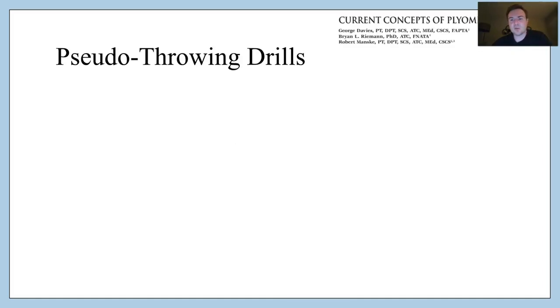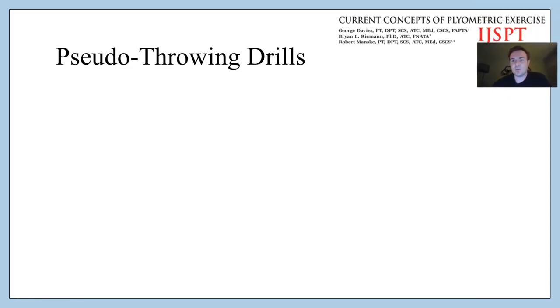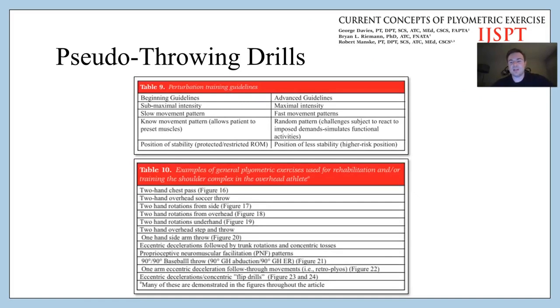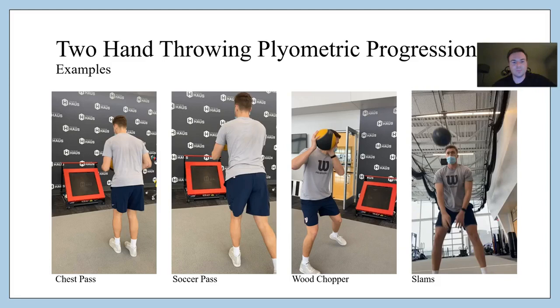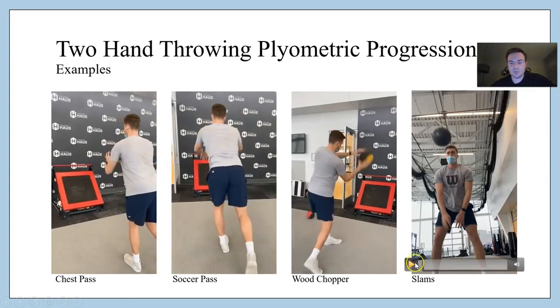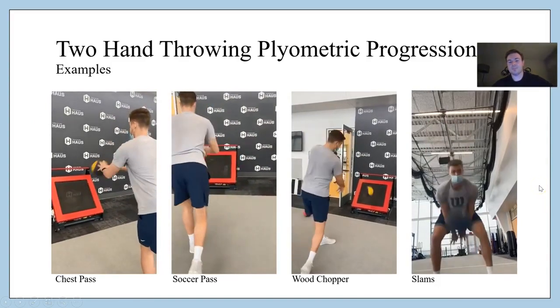What are some drills we do? I'll give you this article by George Davies et al. Really great one on plyometric exercise, and has some good overhead athlete, upper extremity plyometrics. So we do pseudo throwing drills to make sure they're ready to start a throwing program. And these are tables from that article, so I'm going to have you guys read through that rather than speak this to you. So several different types of two-hand plyometrics you can have individuals do to prep them for throwing.